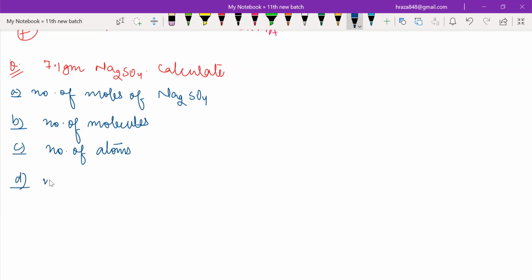D is number of atoms of Na. E is number of atoms of sulfur. F is number of atoms of oxygen. So please do it.